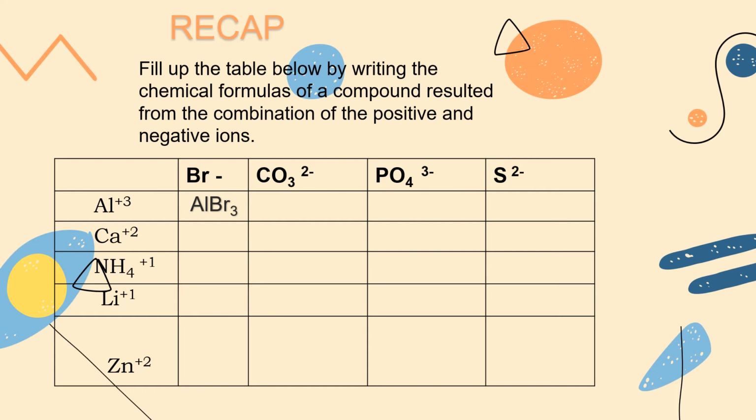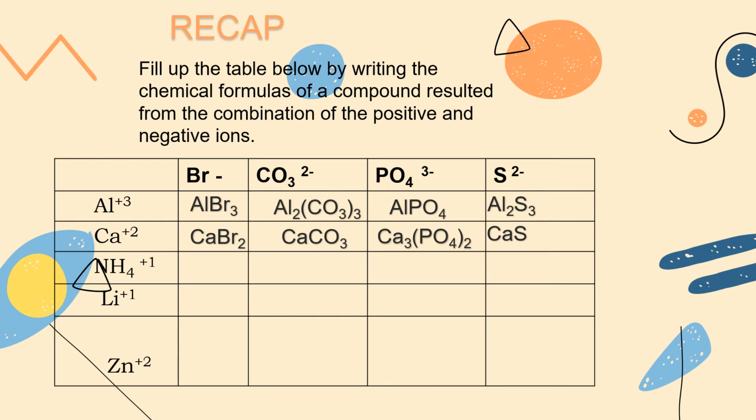AlBr3. Correct chemical name, aluminum bromide. Al2(CO3)3, aluminum carbonate. AlPO4 is aluminum phosphate. Al2S3, aluminum sulfide. CaBr2 is calcium bromide. CaCO3, calcium carbonate. Ca3(PO4)2, calcium phosphate. CaS, calcium sulfide.